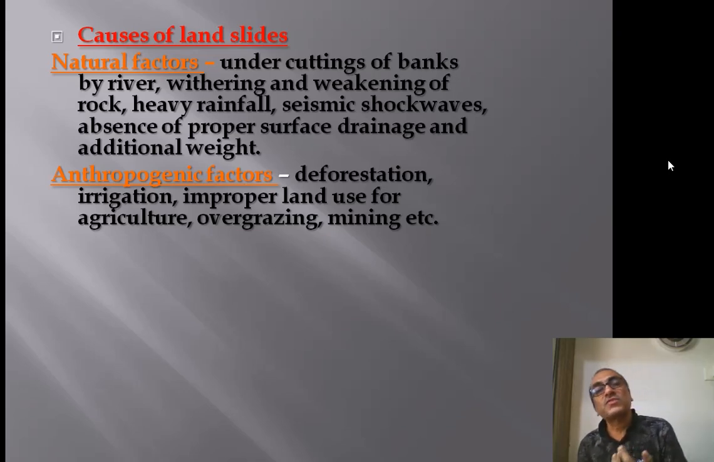Of course, deforestation, as we know, leads to the soil erosion, and that also is one of the cause of landslides. Then irrigation, improper land usage for agriculture, and then overgrazing and mining activities. All these activities, we see that they are going to cause harm to the structure of the land and the topsoil, and that's one of the reasons when these are destroyed.